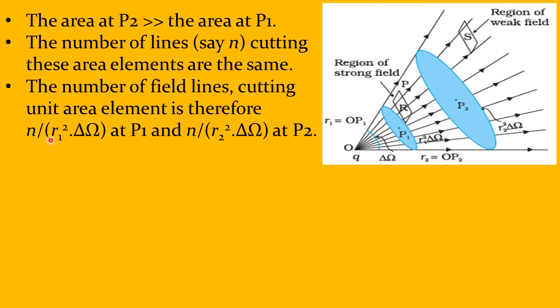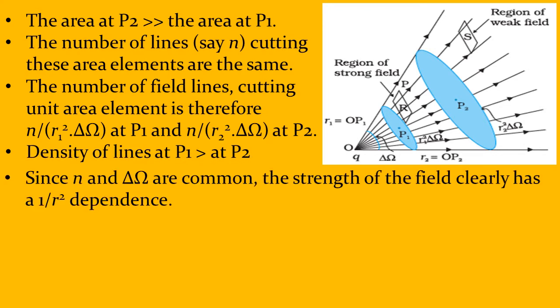Now the number of lines are the same in both cases, but the area is bigger in case of P2. So the number of lines per unit area at P2 is much less. The density of lines at P1 is more than the density of lines at P2. Now, in this relation, we found n is common, delta omega is common. Now what is different? 1 upon r square. So the strength of the field at this point and this point is proportional to 1 by r square.